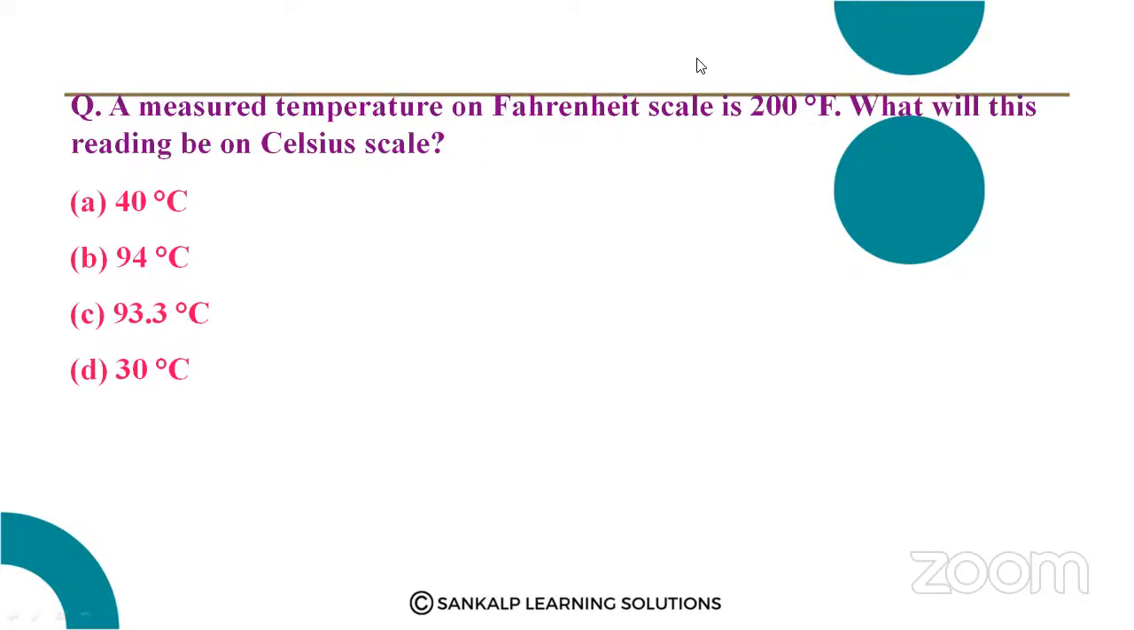A measured temperature on the Fahrenheit scale is 200 degrees Fahrenheit. What will be the reading on the Celsius scale? We had seen temperature, right? Whenever you are relating two temperatures, here what is given is the Fahrenheit scale, and you have to find it in the Celsius scale. So what is the formula? Fahrenheit equals 9 divided by 5 degrees Celsius plus 32. This is the formula which you are going to use.